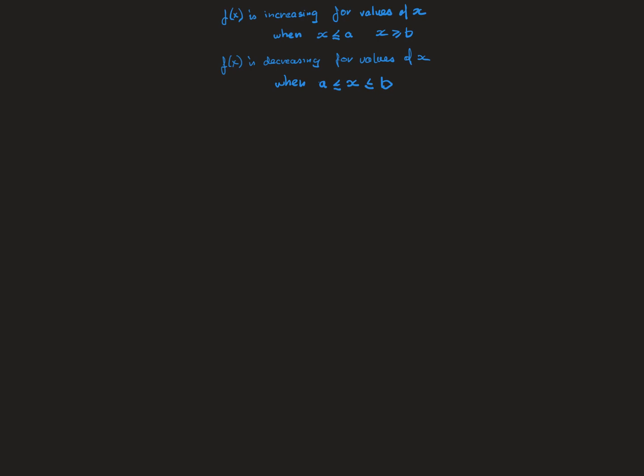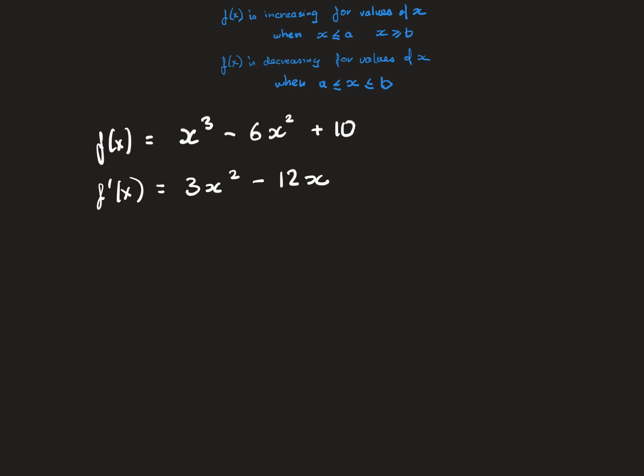A quick example would be to have a look at a particular function. In this case, let's say that it is x to the power of 3 minus 6x squared plus 10. I hope that when you look at that function, you see that it is a cubic function and therefore it will contain a minima and a maxima. But the first thing we need to do, as I said, is to find the derivative of that function, and the derivative will be 3x squared minus 12x.